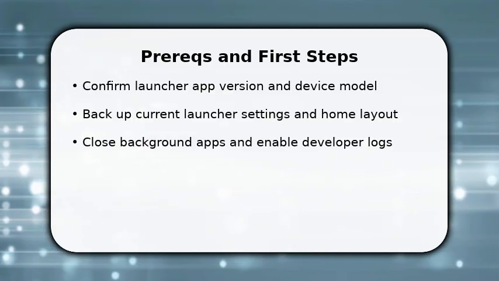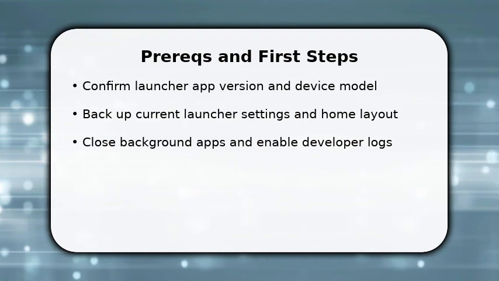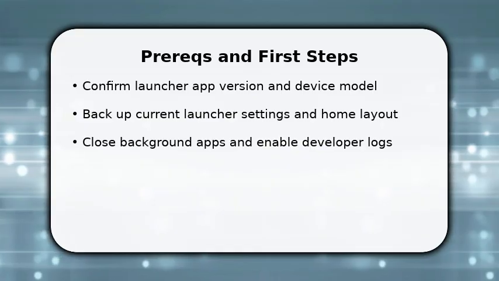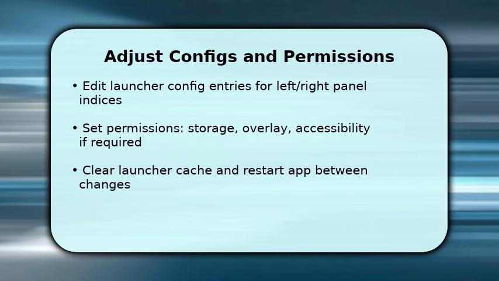Now that those prerequisites are ready, proceed to adjust configuration files and permissions. You'll now edit the launcher configuration to correct left and right panel indices. Change values carefully and document each edit so you can revert if needed. Make sure to set or re-grant permissions like storage, overlay, and accessibility, because missing rights often block panel draws.